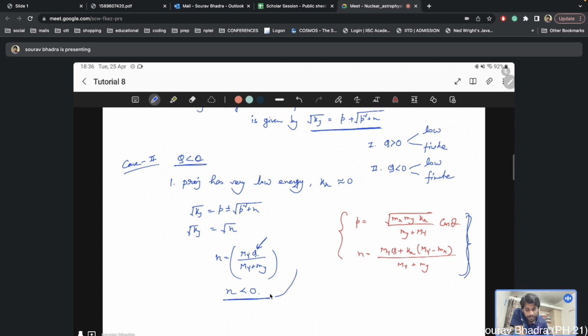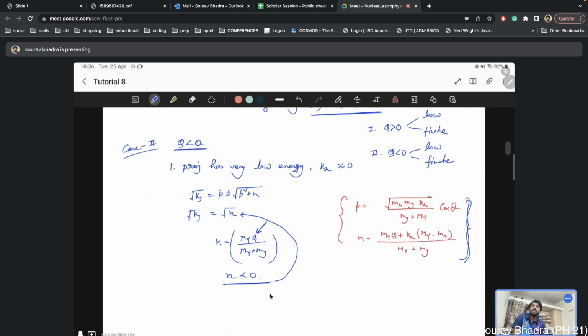And if your n is less than 0 and you put your n here, that means you are taking the root of a negative quantity, which will give you an imaginary value of ky, which is not possible in a realistic scenario. ky cannot be imaginary. So under this condition, q less than 0 with very small energy of the projectile, we are getting an imaginary value of ky, which is not possible. That means under this condition there will be no nuclear reaction.